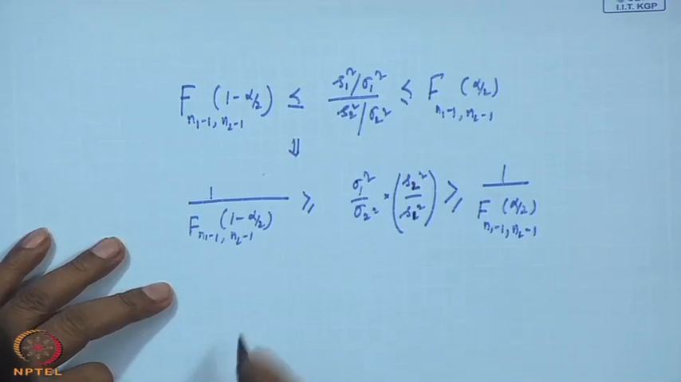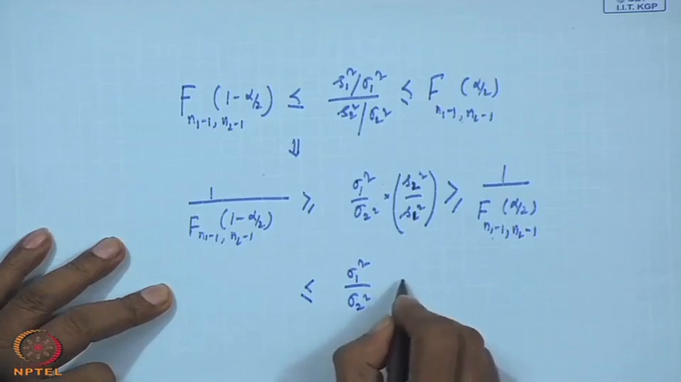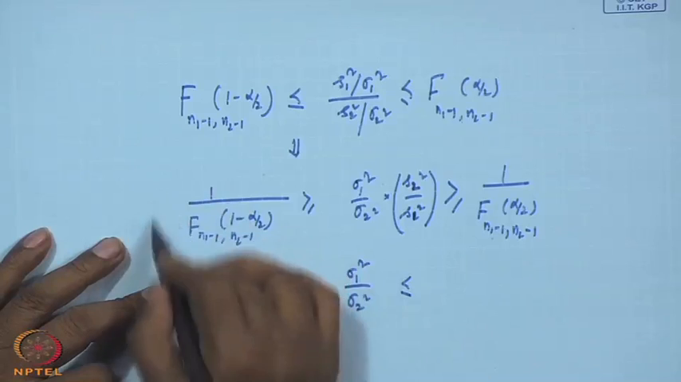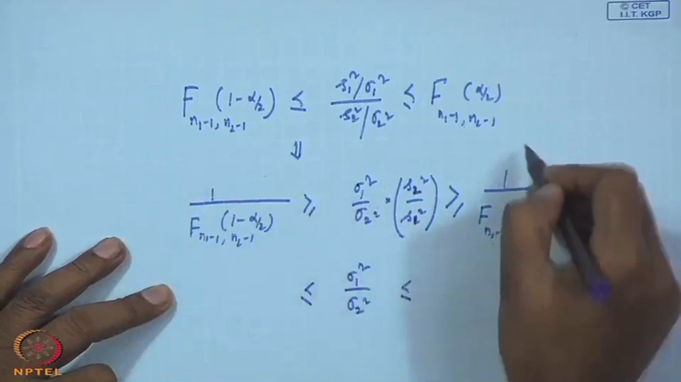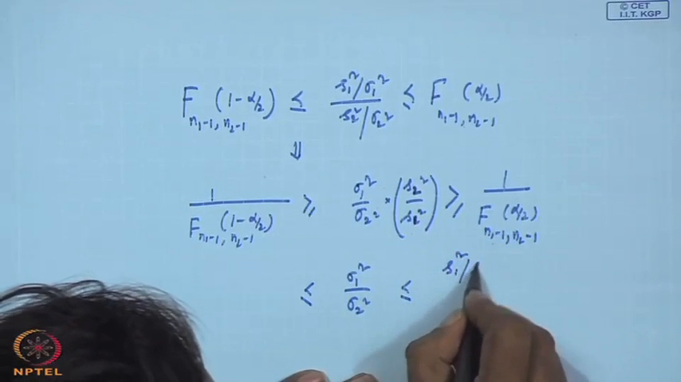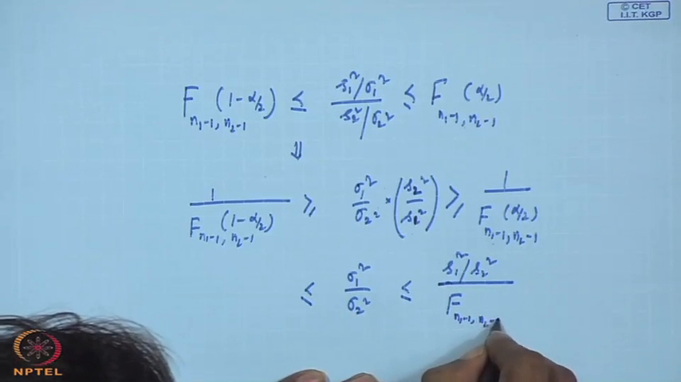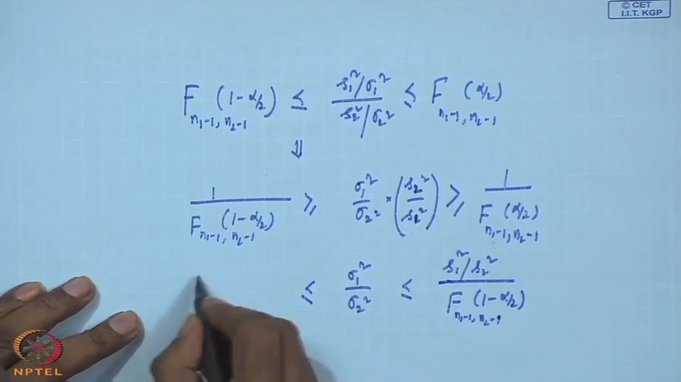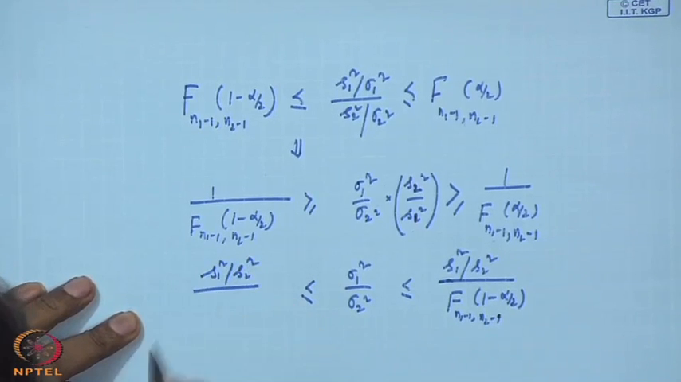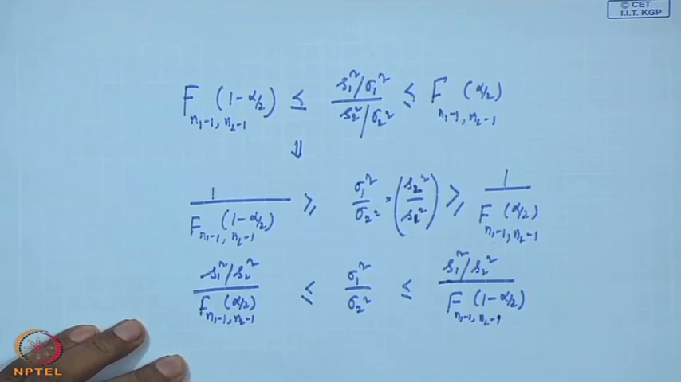Now, I am writing just in another way. So, what we are doing? We are again going to the standard format, the way we write sigma 1 square by sigma 2 square. I am writing like this. So, what will happen? This side portion will come here, and S1 square, if I take it out to this side as well as this side, then what will happen here? S1 square by S2 square divided by F(n1 minus 1, n2 minus 1, 1 minus alpha by 2), and this side will be S1 square by S2 square by F(n1 minus 1, n2 minus 1, alpha by 2).